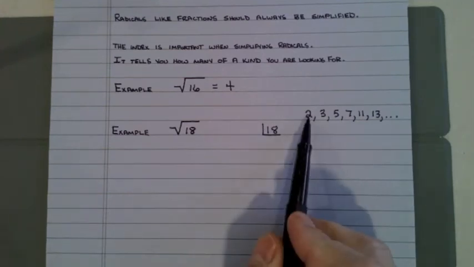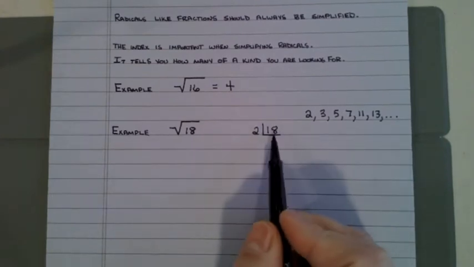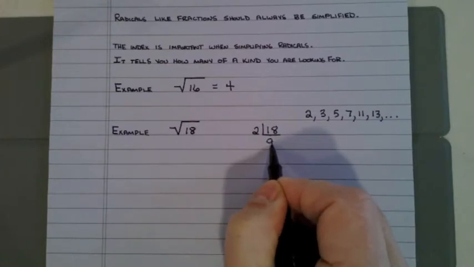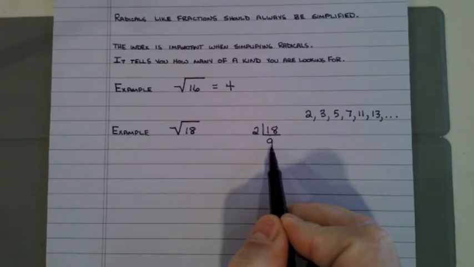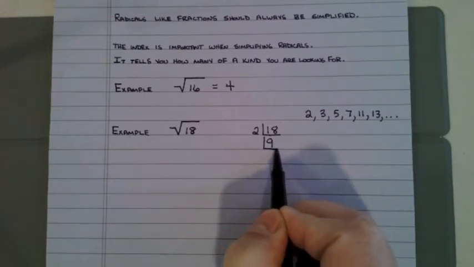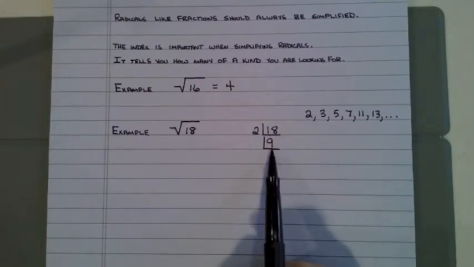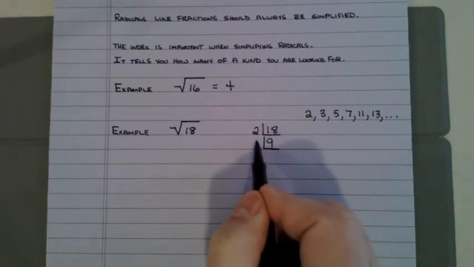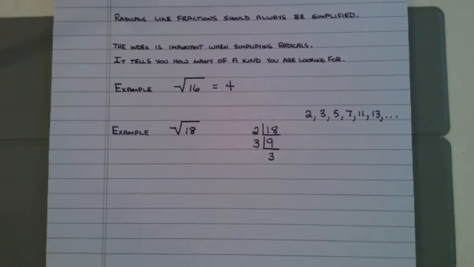So I'm going to try 2. Will 2 go into 18? Yes, it will. 18 divided by 2 is 9. If this right here is not a prime number, then I make another upside down division bar. 9 is not a prime number. I see if 2 will go into 9. Will 2 go into 9? No. Will 3 go into 9? Yes. 3 will go into 9 3 times. Once I get a prime number, 3 is a prime number, then I stop.